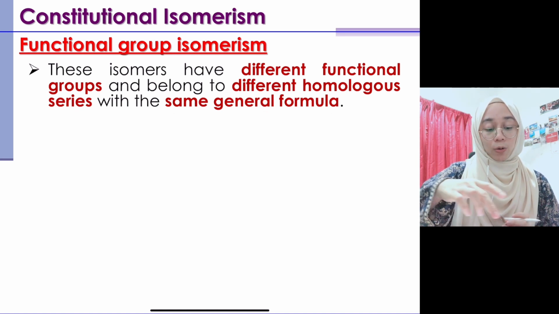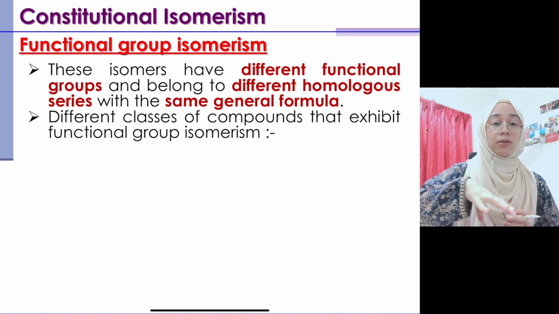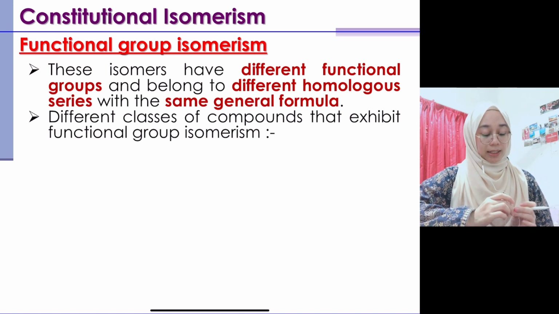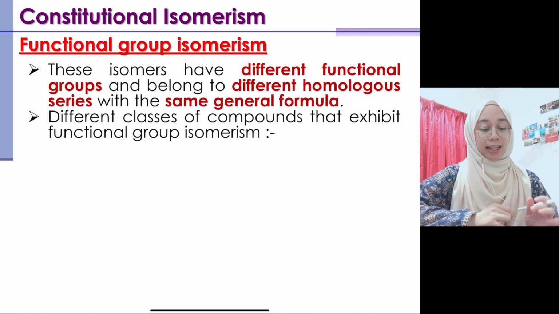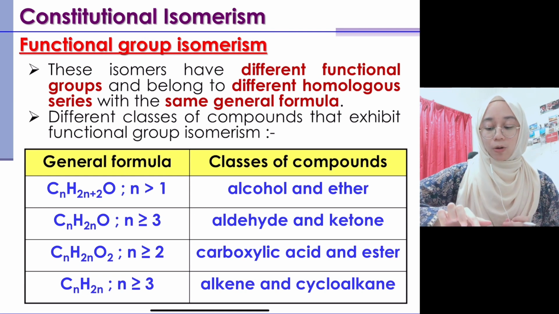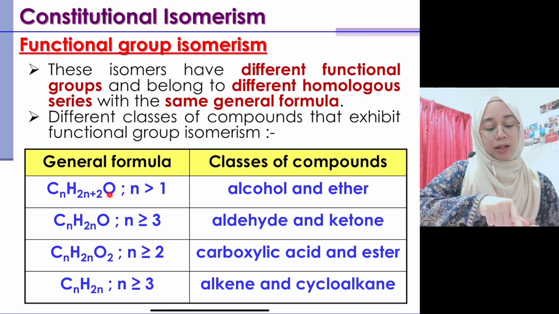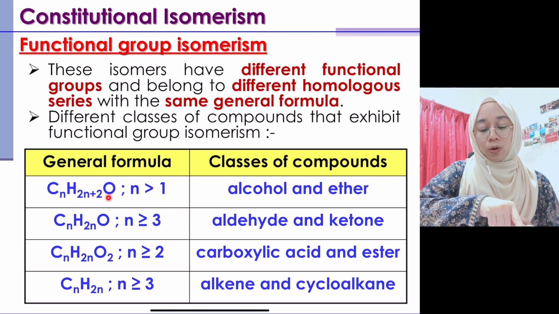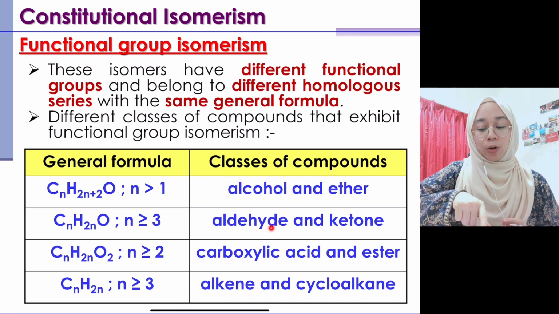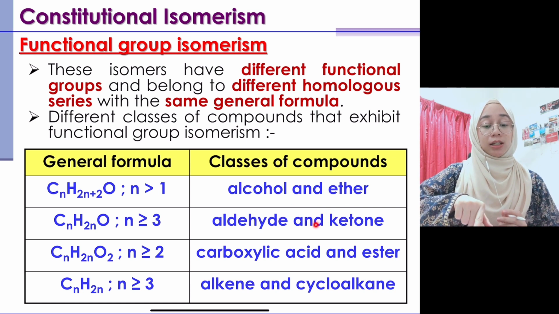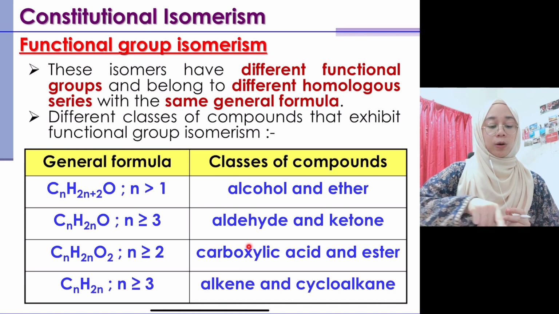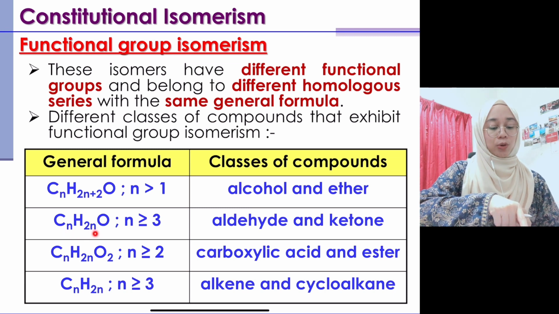So different classes of compound actually exhibit functional group isomerism. It is not that everything can, each has its own pairing. For example, alcohol with ether: they have the same general formula, which is CnH2n+2O. Another is between aldehyde and ketone. Aldehyde and ketone have the same functional group, C double bond O, but in terms of classes of compound they are different. So this can also exhibit functional group isomerism. Both aldehyde and ketone share the same general formula, which is CnH2nO.